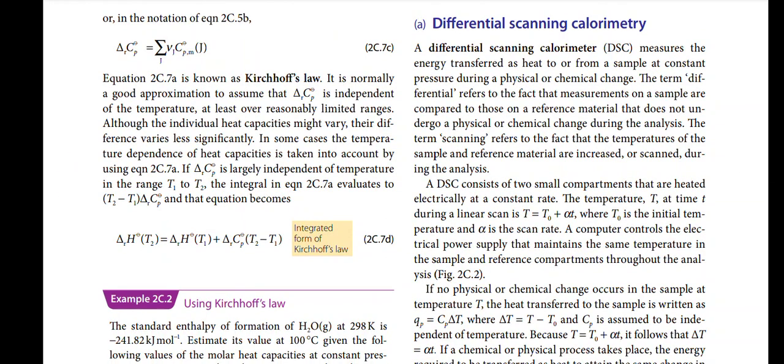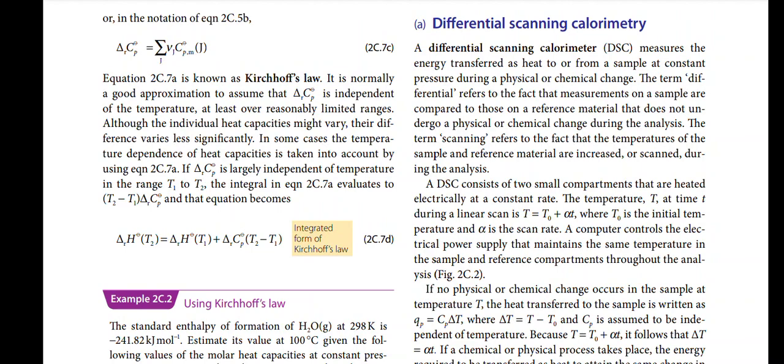Differential scanning calorimetry. A differential scanning calorimeter (DSC) measures the energy transferred as heat to or from a sample at constant pressure during a physical or chemical change. The term differential refers to the fact that measurements on a sample are compared to those on a reference material that does not undergo a physical or chemical change during the analysis. The term scanning refers to the fact that the temperatures of the sample and reference material are increased, or scanned, during the analysis.